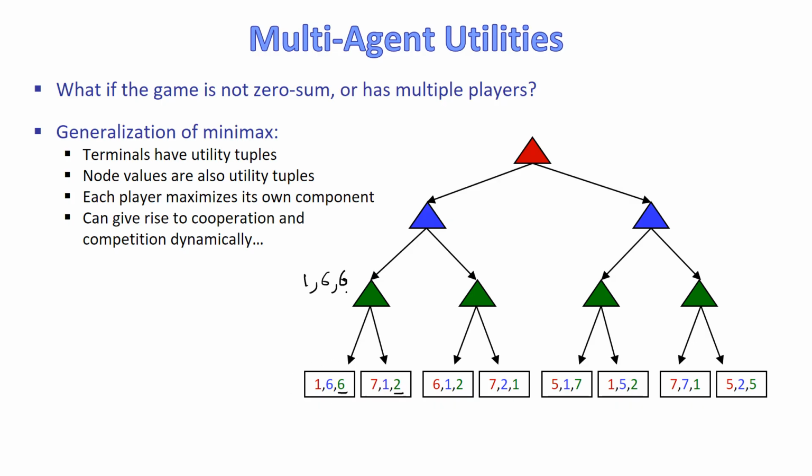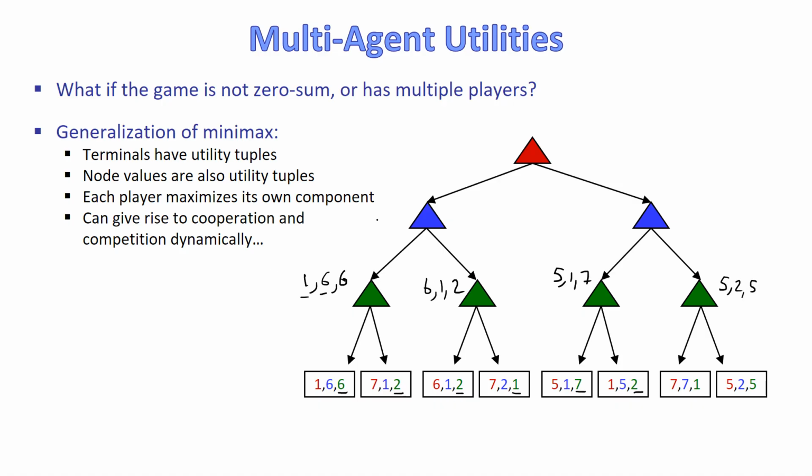So now the utility will be 1, 6, 6, which is the whole tuple here. Although it was chosen by the green player, there is of course also a utility for each of the other players. So that will be 1, 6, 6. For this one, because we are maximizing the green again, this is 2, this is 1, so that will be the left branch, so 6, 1, 2. For that one, 7 here, 2 here, so that will be 5, 1, 7. And for this one, it will be 5, 2, 5.